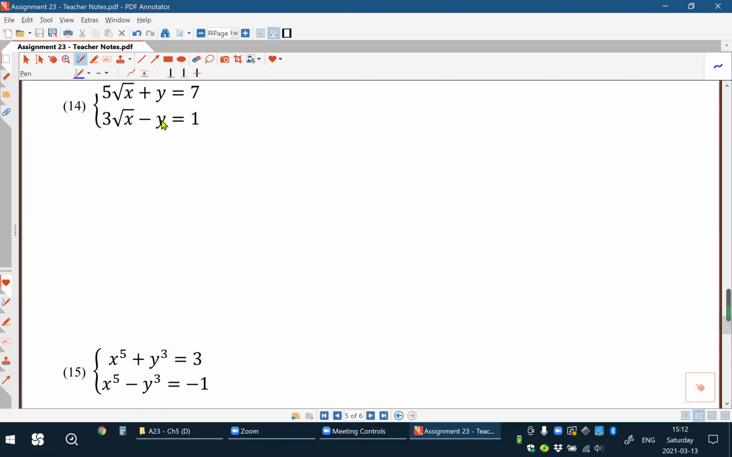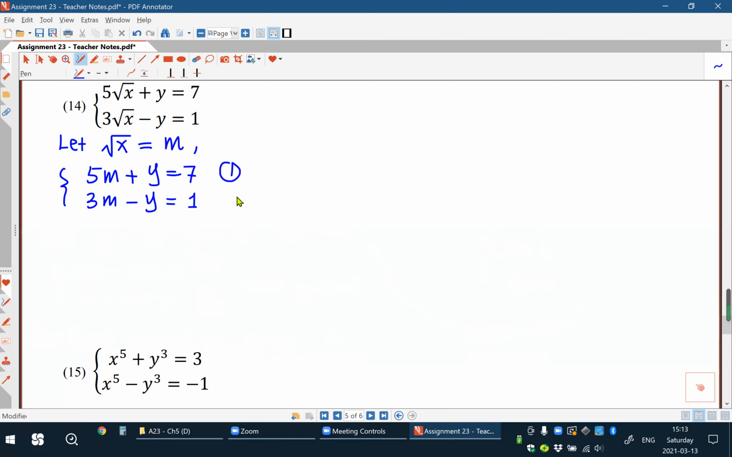All right, again, this is not a linear equation because we have the square root of x. So let's use substitution to substitute the square root of x with another letter. So let the square root of x equal m. Then the original equations become 5m plus y equals 7, and 3m minus y equals 1, right? And now they are a linear system.